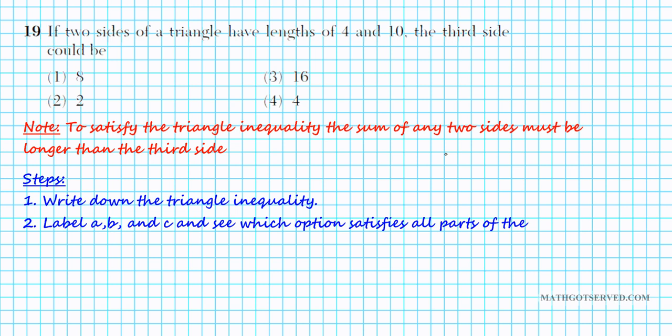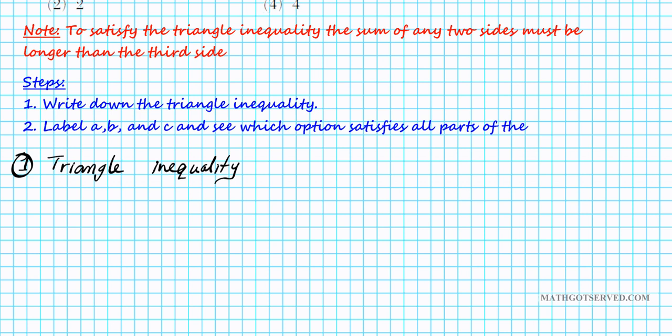So the steps we're going to use to solve this problem: 1, we're going to write down the triangle inequality that ensures that you can construct a triangle given 3 sides. Then we're going to label A, B, and C and see which option satisfies all 3 parts. Okay? All right, so let's go ahead and write down what the triangle inequality is first. The triangle inequality is as follows.